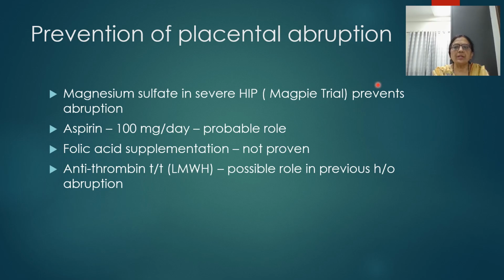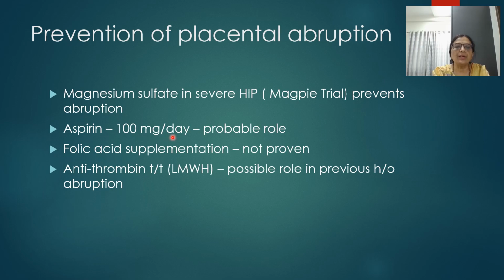Can we prevent placental abruption? Magnesium sulfate, whenever it is given in severe hypertension in pregnancy, as was done in the MAGPIE trial 2002, the result showed that there was reduction even in the risk of abruption, and that is how magnesium sulfate, if given in severe hypertension in pregnancy cases, prevents abruption.